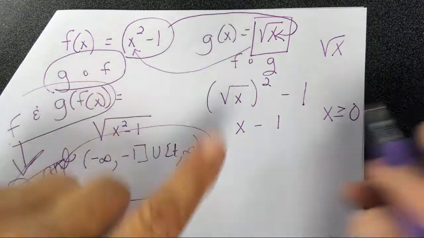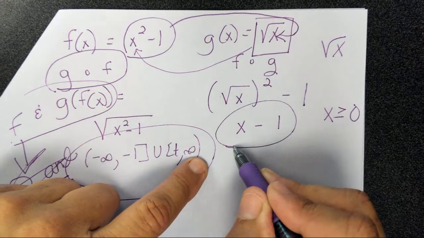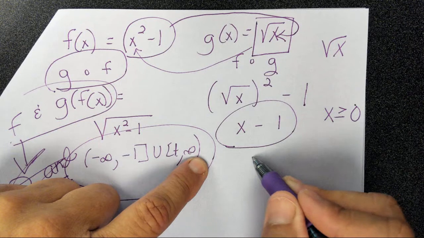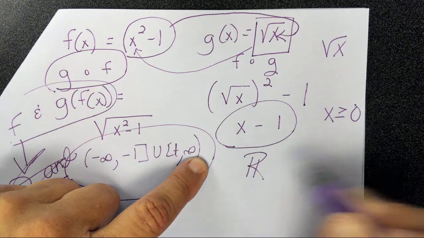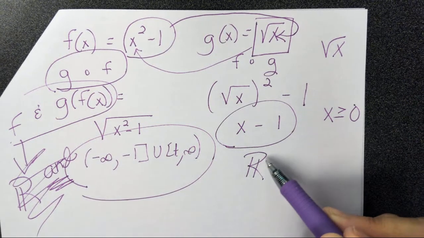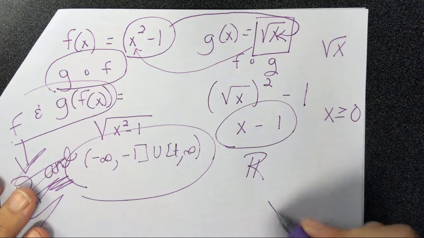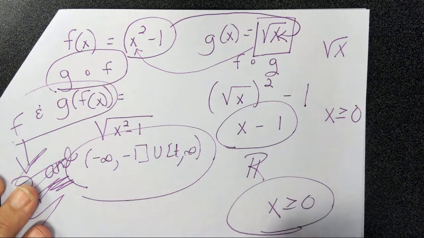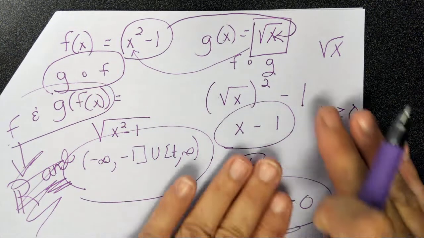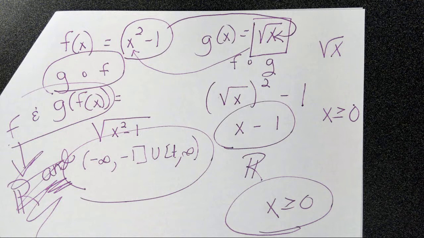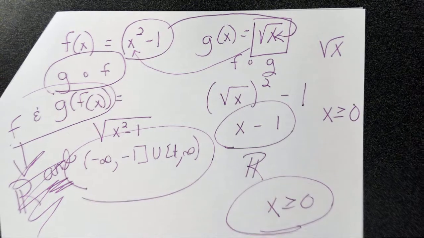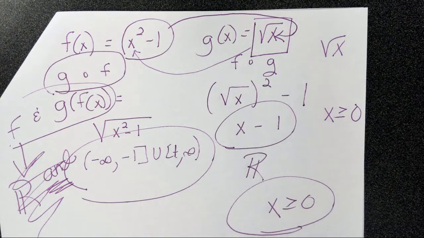Okay? Then I come down here. This is a what? A line. What's the domain of a line? All real numbers. So I have to have every real number and be greater than or equal to 0. So who wins? Greater than or equal to 0. That's your actual answer, but you have to look at both pieces in order to get to that answer.